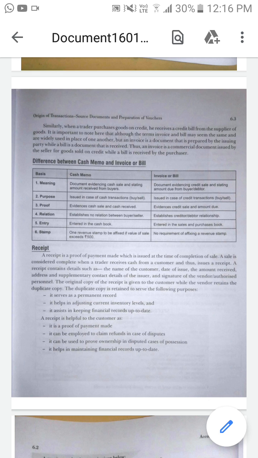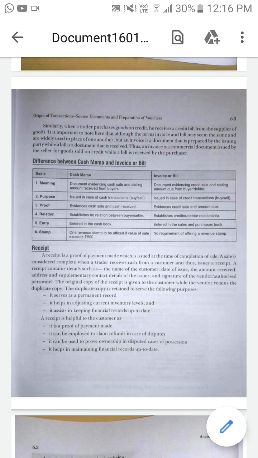So there are some differences between the cash memo and the invoice or bill. First one is the meaning. Cash memo is the document evidencing cash sales and stating the amount received from the buyers. Cash memo is only for cash sales, but invoice is for credit sales. Purposes: cash memo is used in the case of cash transactions, but an invoice or bill is for credit transactions. Proof: cash memo is evidence for the cash sales and the cash received, and invoice is evidence for the credit sales and the amount due. If the amount is still not yet received, it is called due.